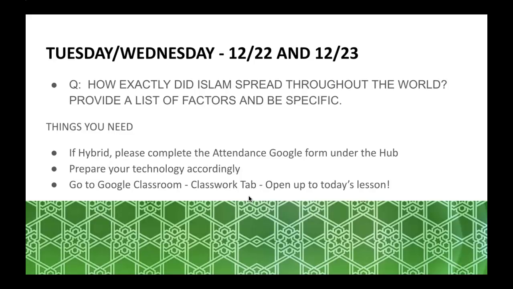From Tuesday and Wednesday, the question of the day was, how exactly did Islam spread throughout the world? Provide a list of factors and please be specific. So in this particular lesson, we looked at the rise and the expansion of Islam throughout not only the Middle East, but the world. What factors led this to be a cause and a phenomenon? Here you go. So some of the things that we talked about in this lesson specifically are as follows.